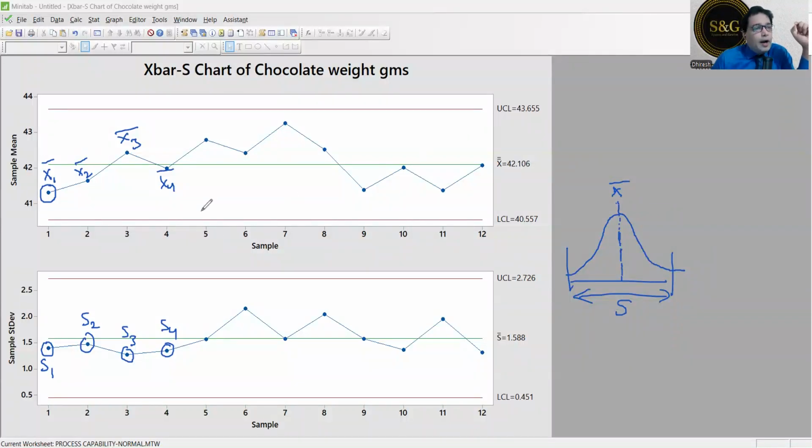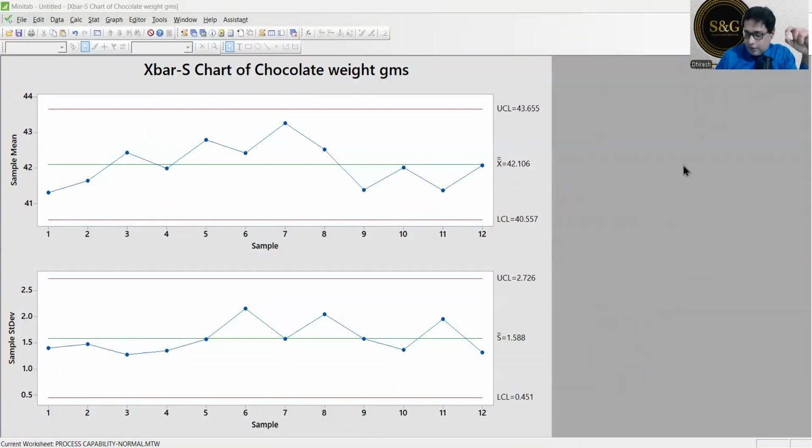Now, the only thing we need to do is check whether any data is going beyond the control limits. Is there any data going beyond control limits like this? No, right? All the data points are within the control limits, yes or no?